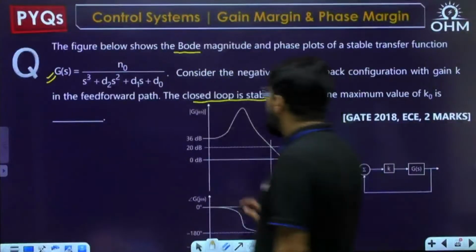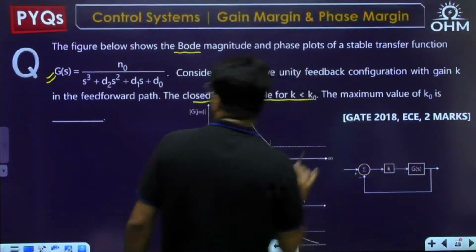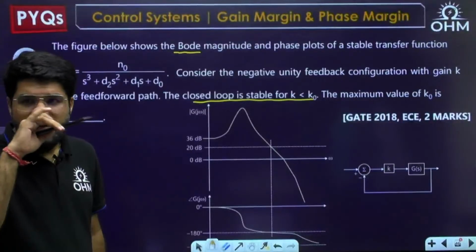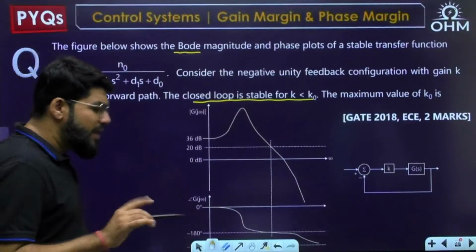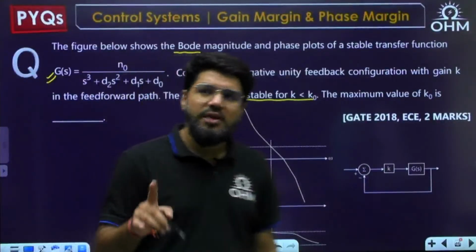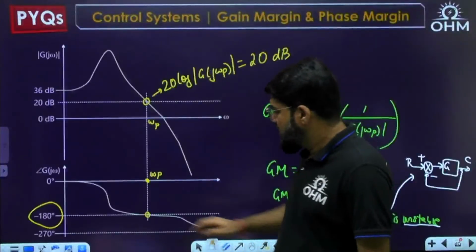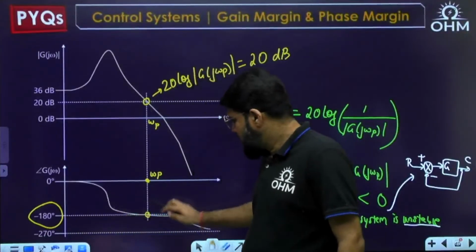That is why now consider the unity negative feedback configuration with gain K. I have not taken any gain K right now. But with gain K, how are we pointing ωp? What is ωp? ωp is the frequency at which the phase of the system is minus 180 degree. So this is the phase plot given to you. See, this is the phase minus 180 degree. This is the ωp.